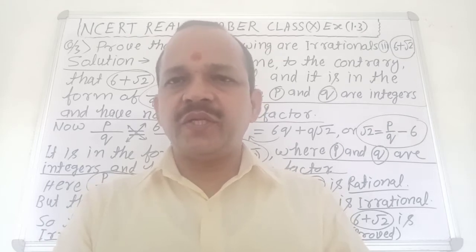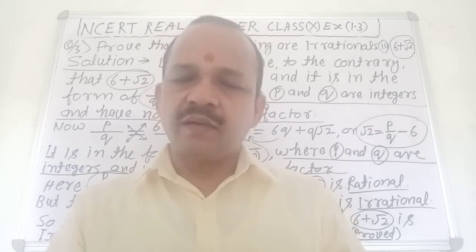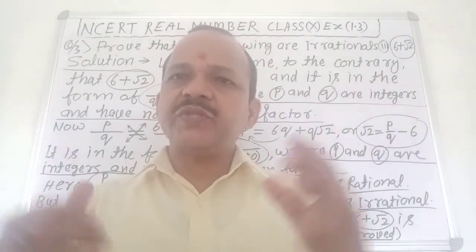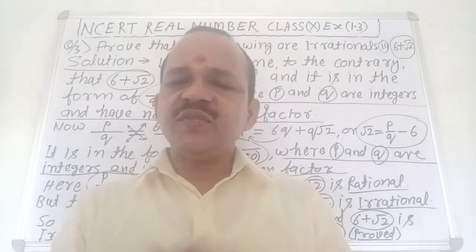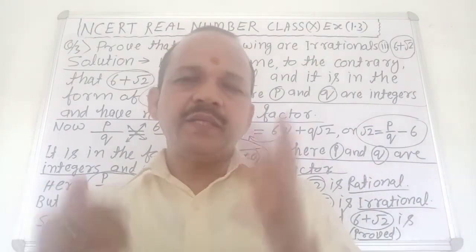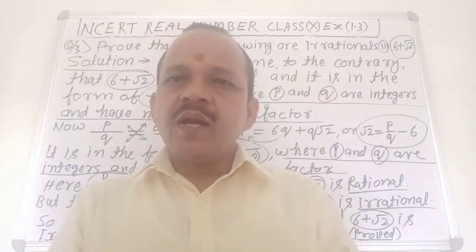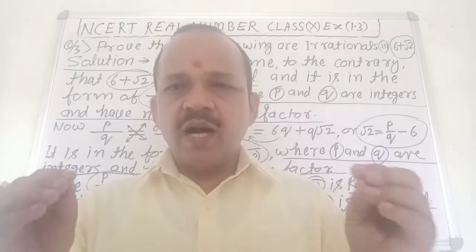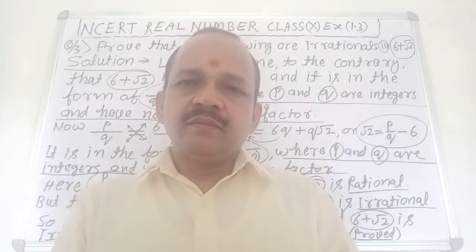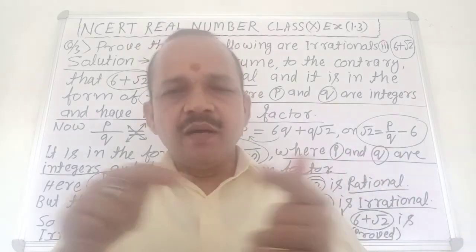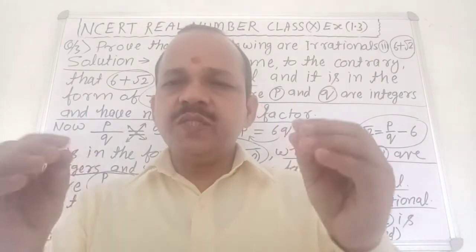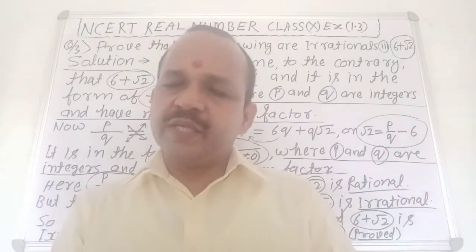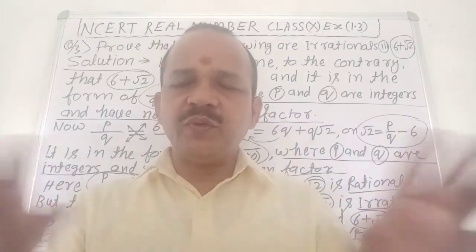Exercise 1.3 question number 3 part 3rd. Concentrate your mind and listen to my words. I want to describe the assumption of rational number and irrational number. It means whether our assumption is correct or incorrect, or whether the given number is rational or irrational. It is very easy. You can very easily prove whether a given number is rational or irrational. Clear? No confusion about it?